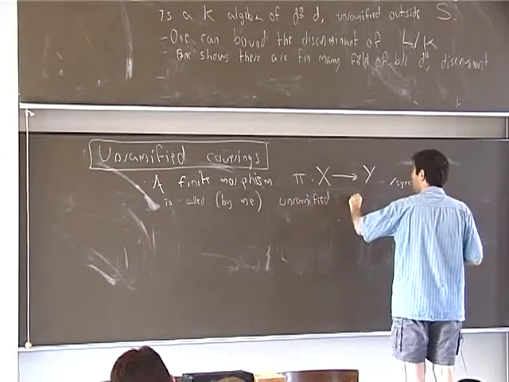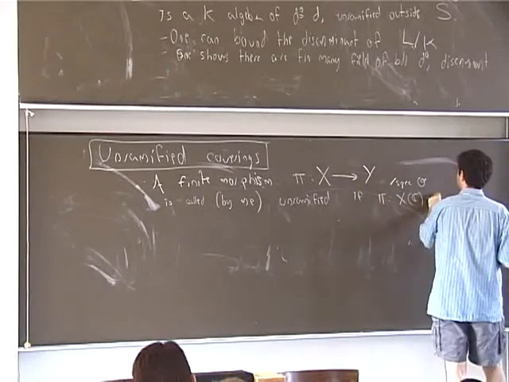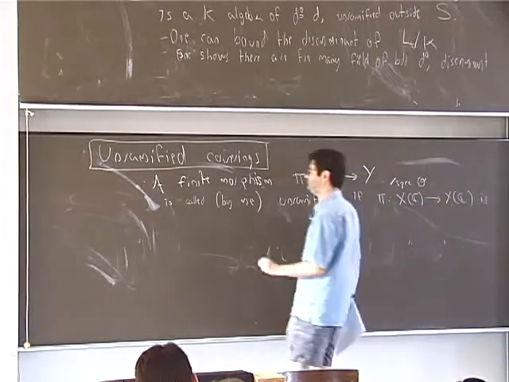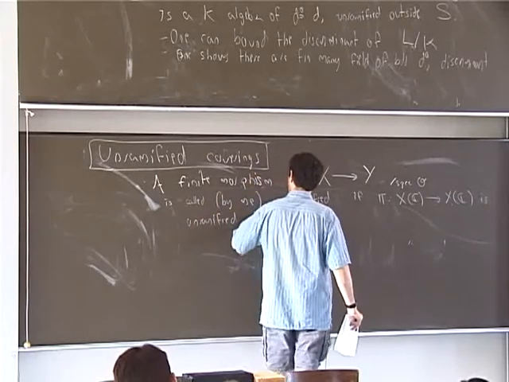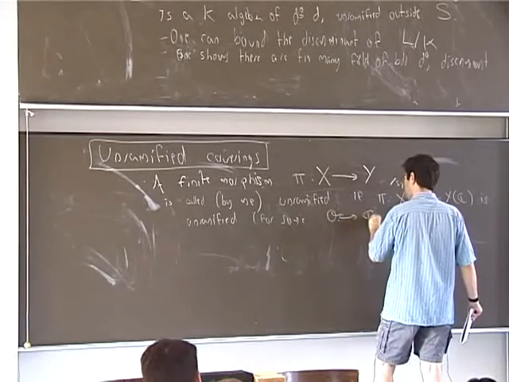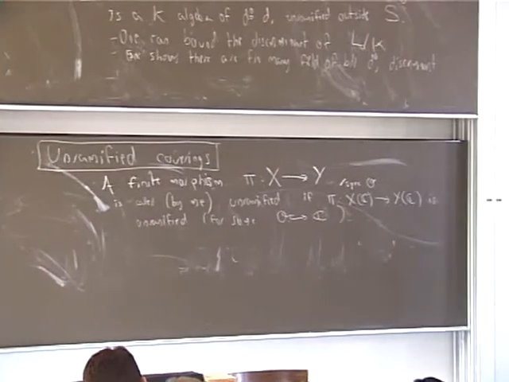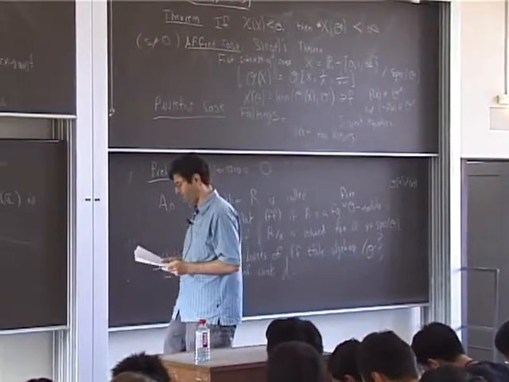If the induced map of Riemann surfaces from X(C) to Y(C) is unramified for some embedding of O into C. So I just choose a complex embedding of the base, and I require that the resulting covering map of Riemann surfaces be unramified. And actually, if it's unramified for one embedding, it's going to be true for all. So it means that on the generic fiber, the morphism is unramified.